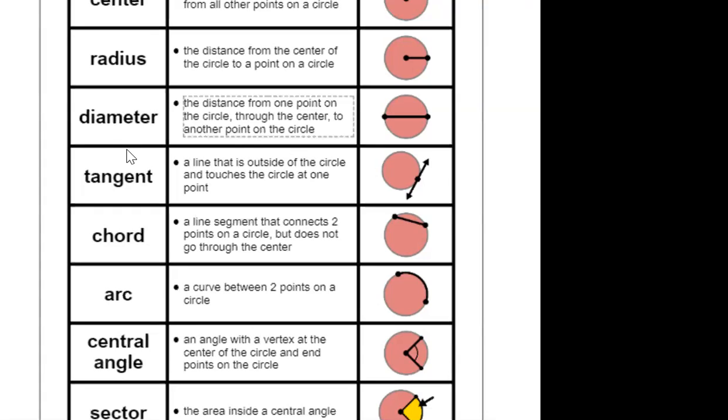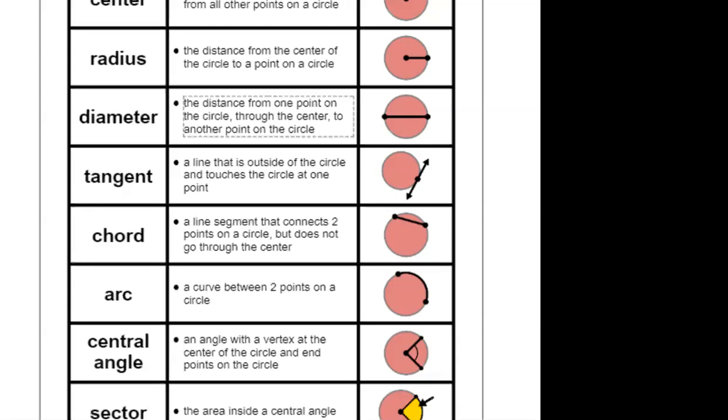Diameter. That was a good try though. Diameter is the distance from one point on the circle through the center to another point on the circle. So it goes straight across. Our next word is tangent.